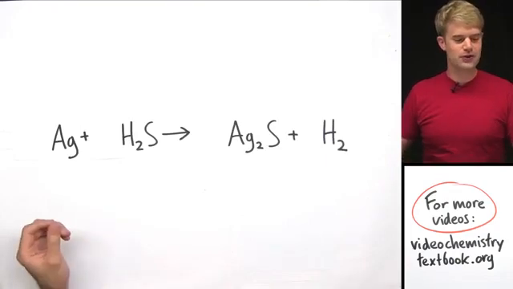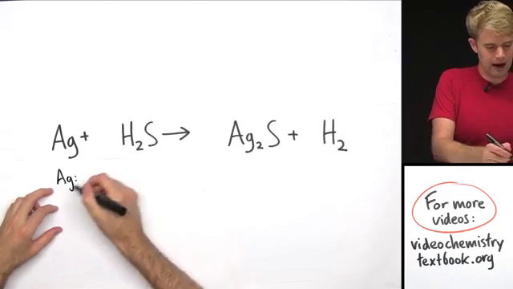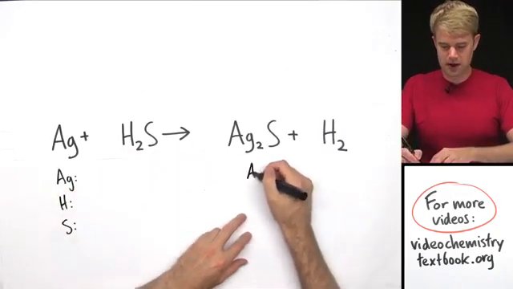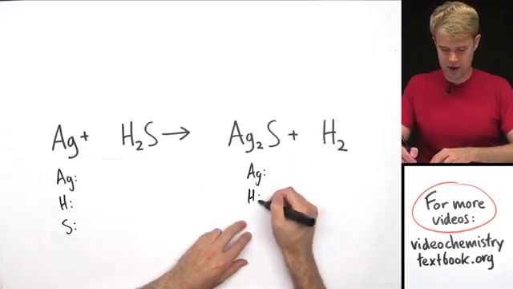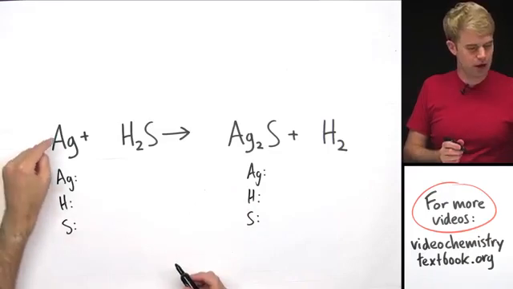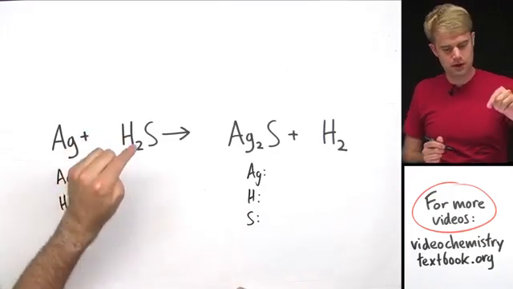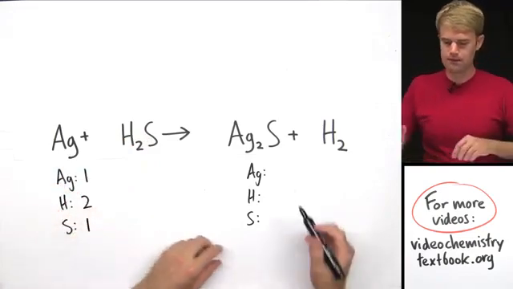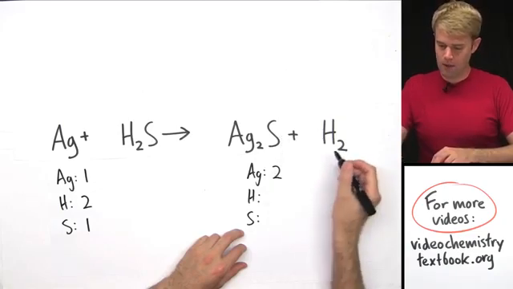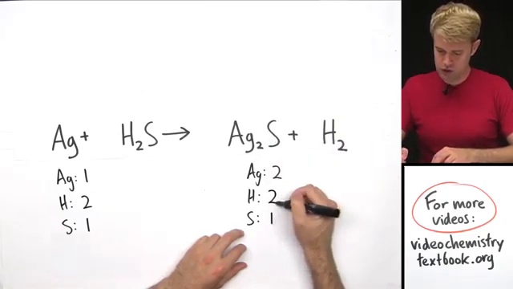Okay, so in this equation we've got 3 elements: silver, Ag, hydrogen, H, and sulfur, S. Obviously we've got these on both sides of the equation. Okay, so let's see how many atoms we have of each. Over here we got 1 Ag, we got H2, so we got 2 hydrogen atoms, and then we have S, so we got 1 sulfur atom. Over here we have Ag2, so we have 2 silvers here. Sulfur, we have 1, and then we have H2, so we have 2 hydrogens.